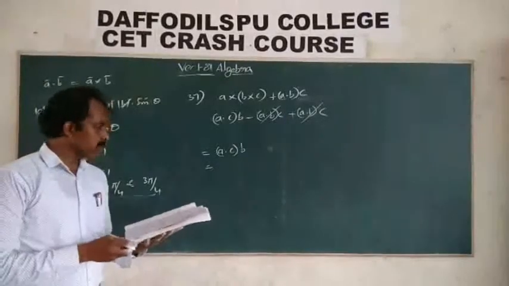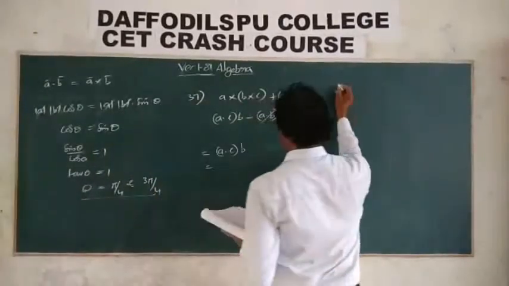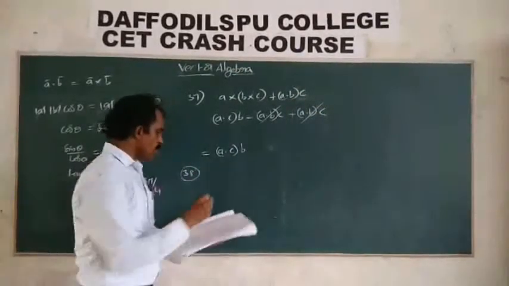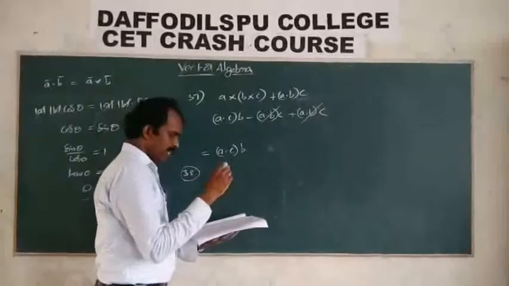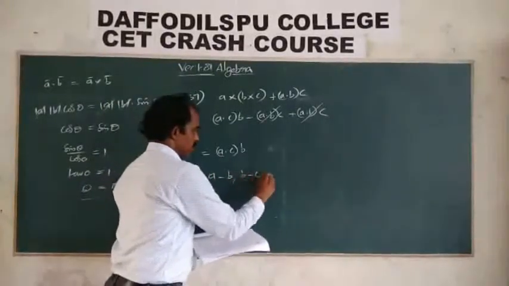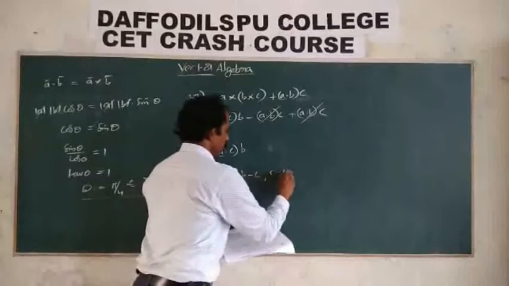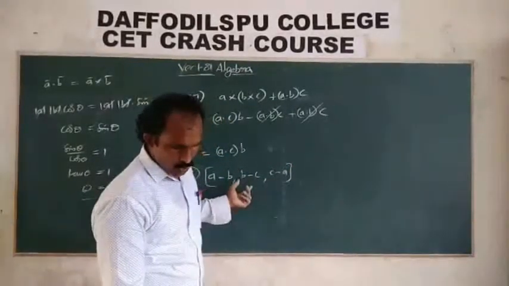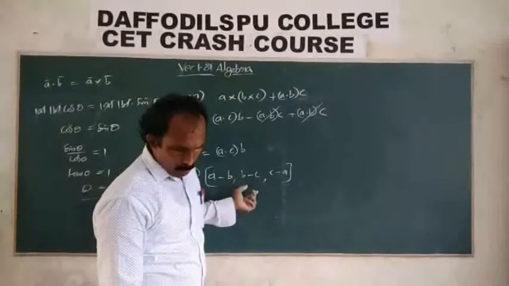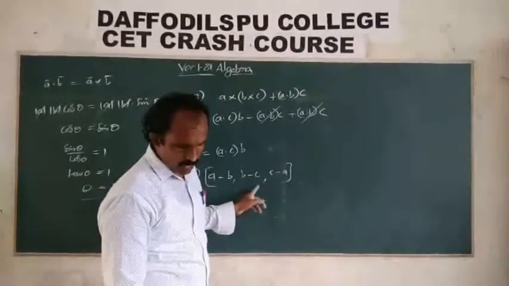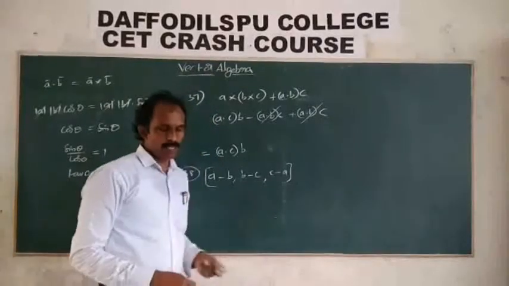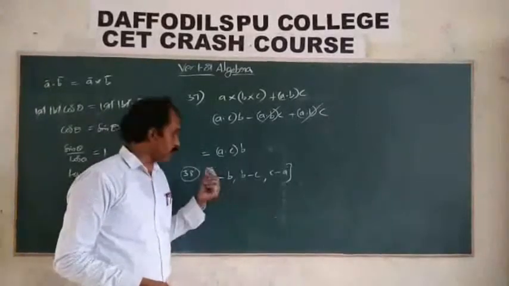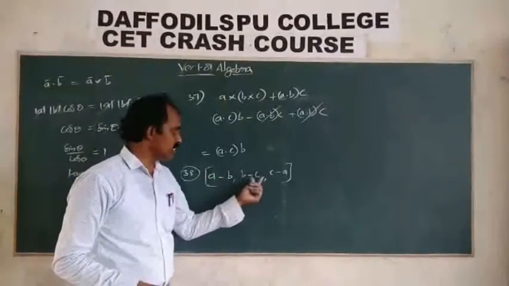Next one, 38. Box of A minus B, B minus C, C minus A, find the value where modulus A is equal to 1, modulus B is equal to 5 and modulus C is equal to 3. Which option is the correct answer? The magnitude values are given for A minus B, B minus C, C minus A.